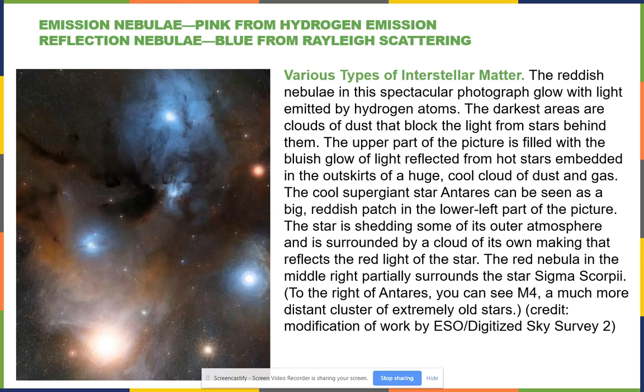So these reflection nebulae are actually blue in color because of Rayleigh scattering, exactly the same reason the sky is blue. The sky is blue because light from the sun, just like this is light from a star, comes and hits scattering centers on Earth. That would be the molecules in the atmosphere. Here it would be molecules in those clouds.